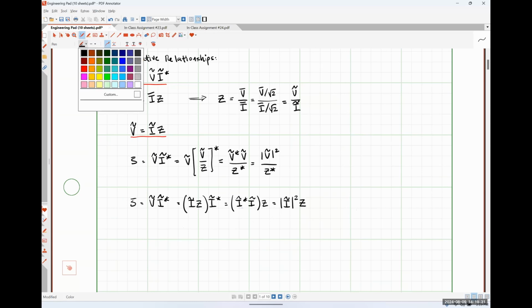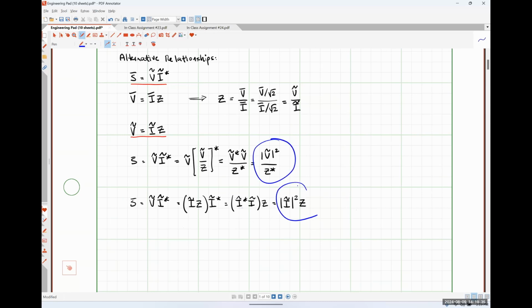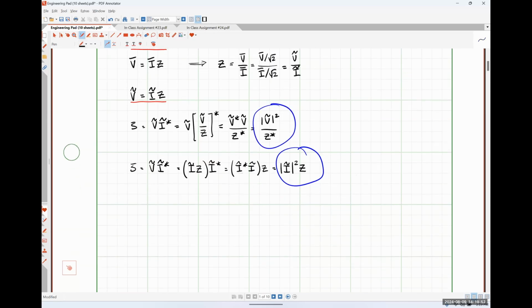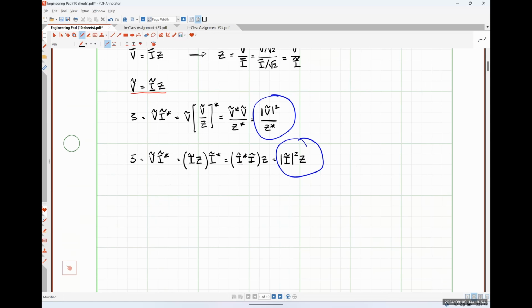So these two relationships can be a pretty handy way to calculate complex power, just because they don't require us to know a whole heck of a lot of information. Okay. Let's take these relationships one step further. What if we had a resistor?